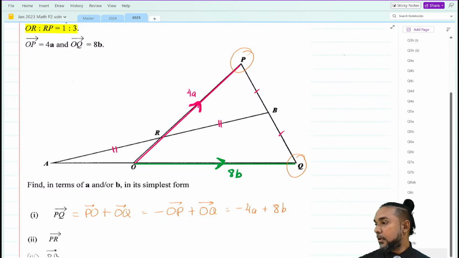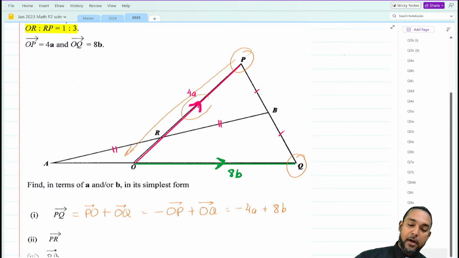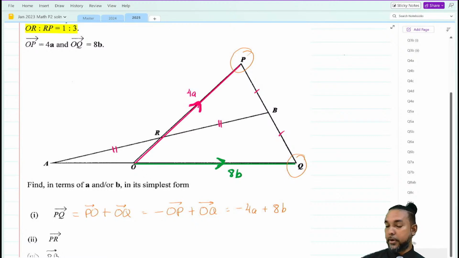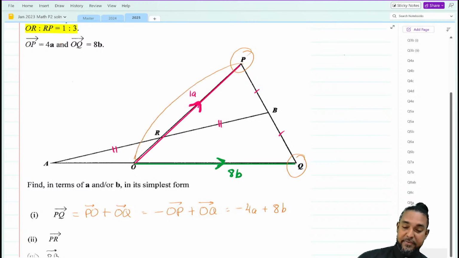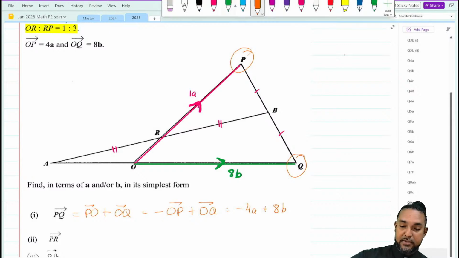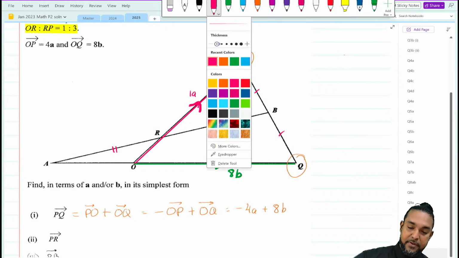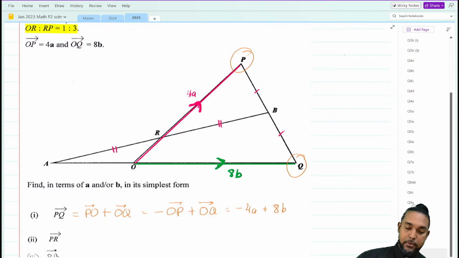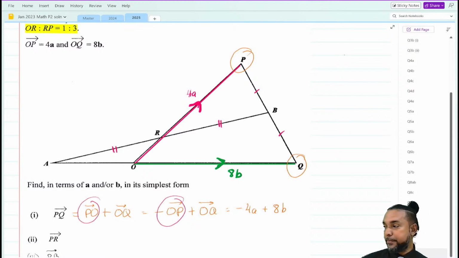Now to go from P to O, we're traveling in the opposite direction of this arrow. Going this way, the vector given to us by the question up here is 4a. That's just what it is. So to go backwards along the vector, we have to invert the vector. And to invert the vector, all we have to do is put a minus sign in front of it. So PO is simply minus OP.